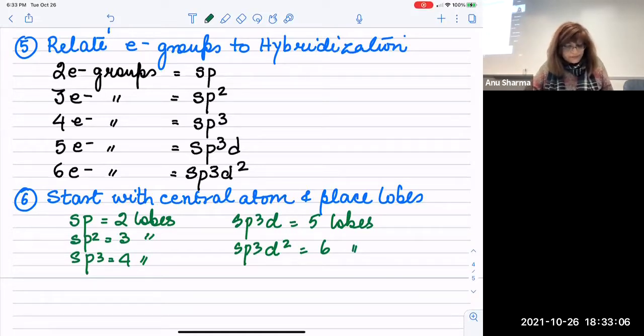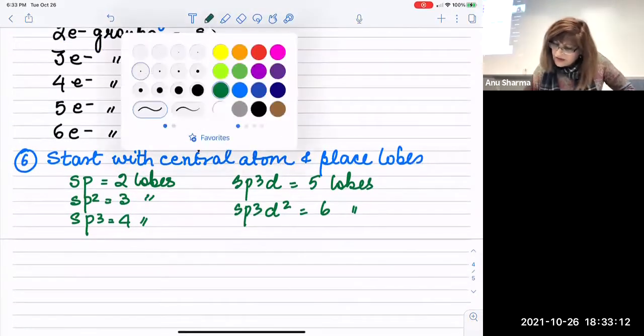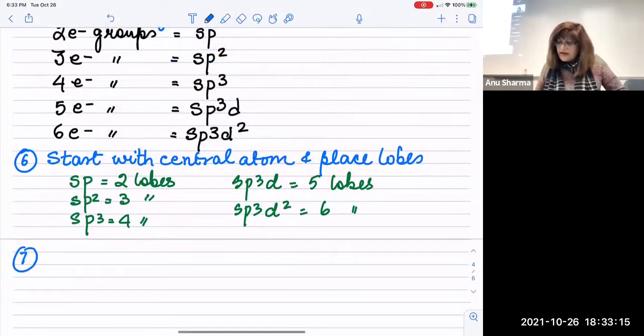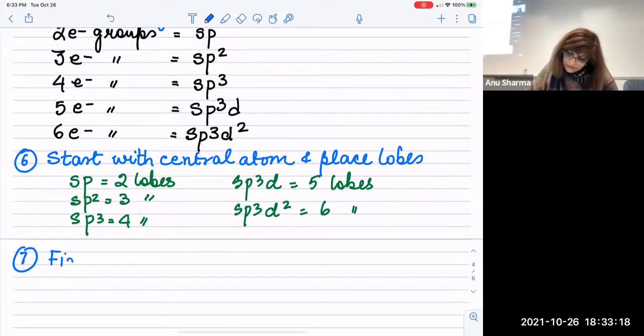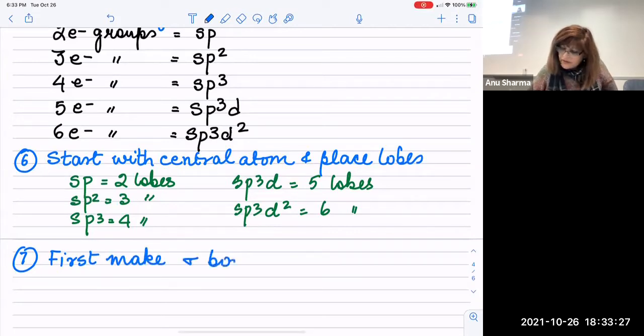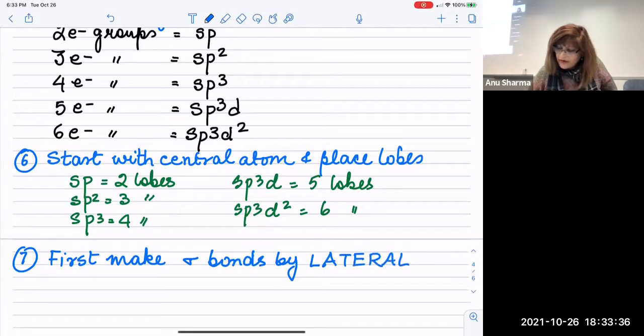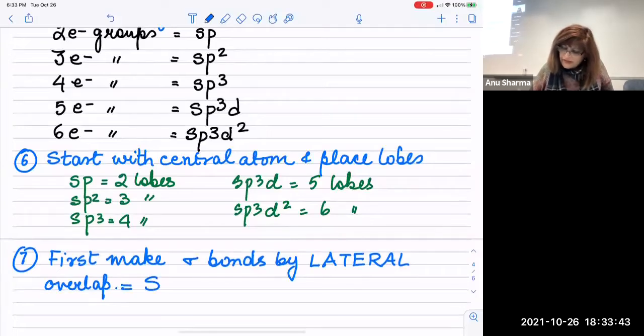Okay. Now, pay attention to these steps, six and then seven. First, make the sigma bonds by lateral overlap. Lateral is flat. That means you are making the single bonds. First, make all the single bonds.